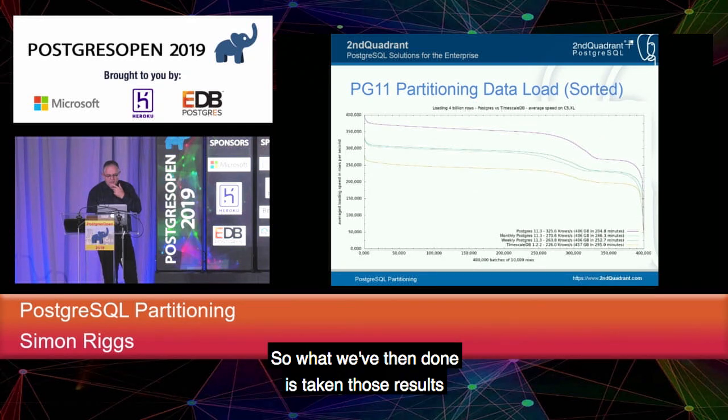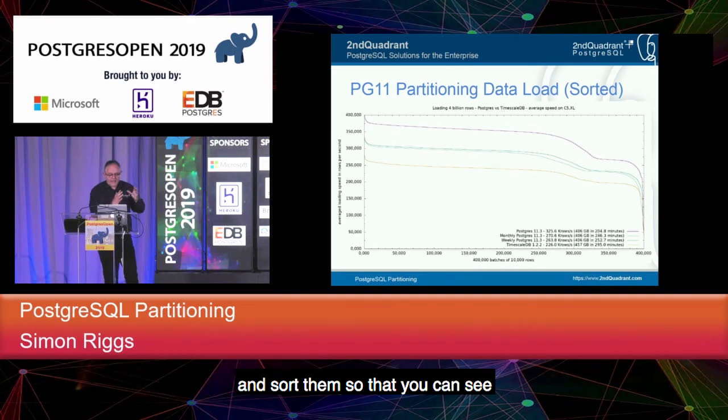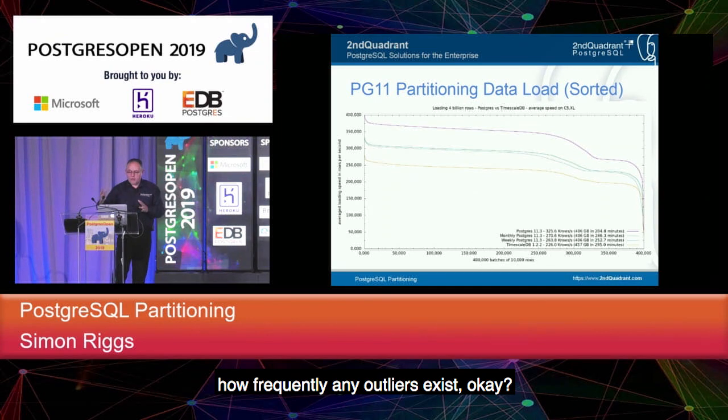So what we've then done is taken those results and sorted them so that you can see how frequently any outliers exist.